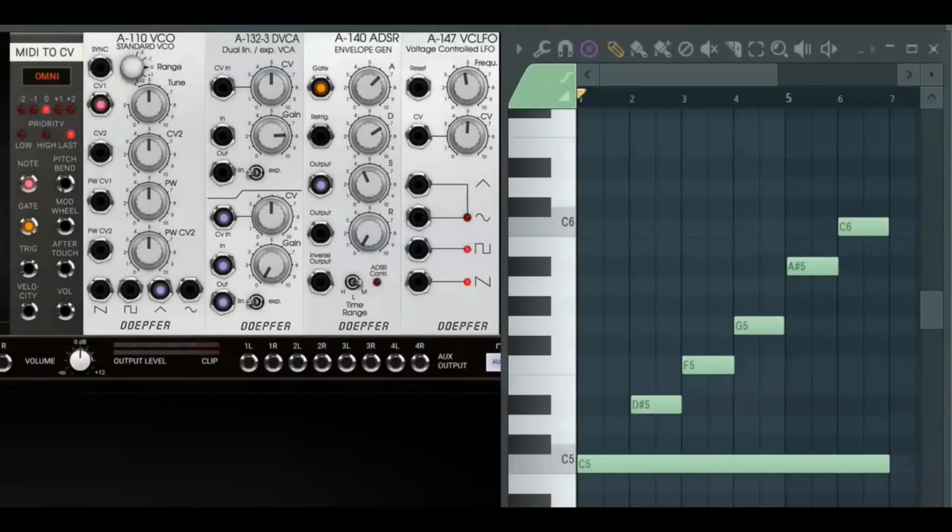To make it even clearer, I reduce the sustain to zero and play the sequence with and without retriggering the envelope.